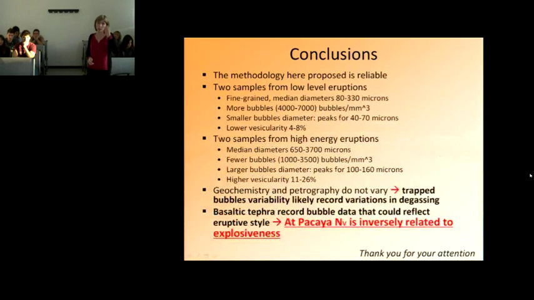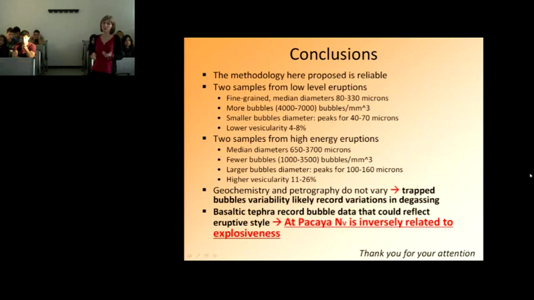In conclusion, the methodology proposed here is reliable, and I investigated samples from different intensity activity. I found that for low-level eruptions, we have fine-grained pyroclasts with median diameters between 80 and 330 microns, more bubbles, 4,000 to 7,000 bubbles per cubic millimeter, and smaller, with peaks at 40 to 70 microns. And the vesicularity is usually lower, 4 to 8%. While for the two high-energy eruptions, we have median diameters of the pyroclasts between 650 and 3,700 microns, and fewer bubbles, 1,000 to 3,500 bubbles per cubic millimeter, but they are larger, with peaks at 100 to 160 microns, and higher vesicularity, 11 to 26%.